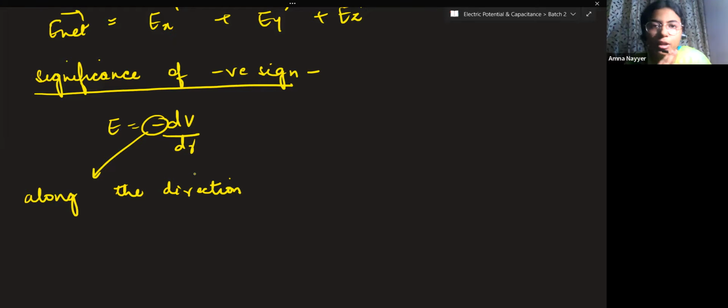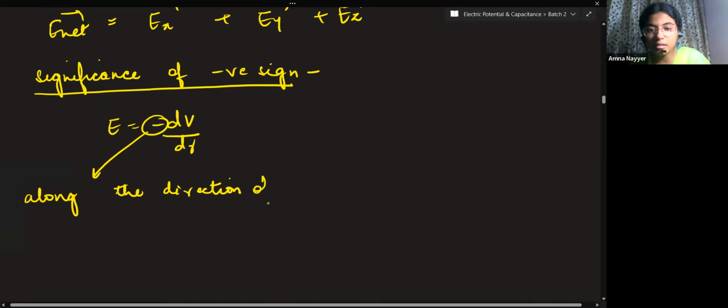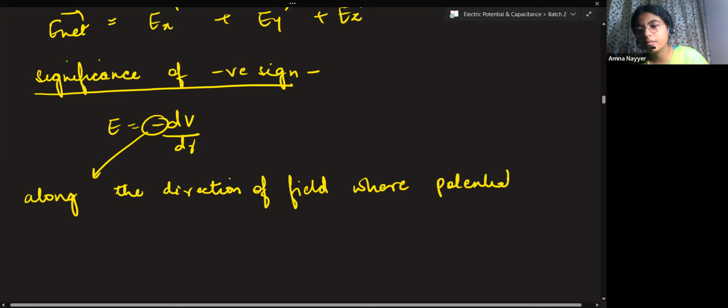Electric field and electric potential are directly proportional to each other. From this formula, we are able to observe this only. Electric field is directly proportional to potential. So wherever potential is greatest, electric field should be greatest there. But this minus sign shows that this is not the case. Electric field is where potential decreases. So it's along the direction of field where potential decreases.